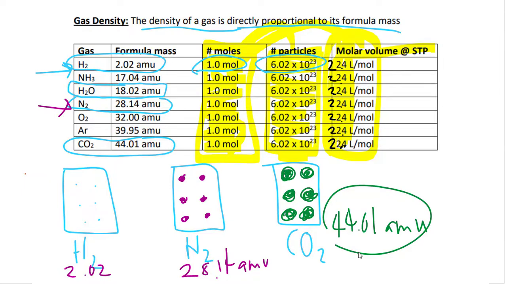Just look at the size of these particles. It would be like if I said I had 6 basketballs in a container versus in another container I had 6 marbles. I still have the same number of particles. I'm in the same space, but my mass is different. So therefore the density would be different.